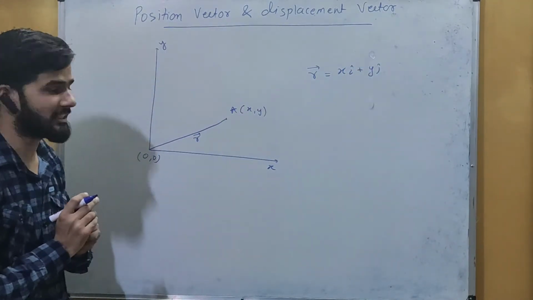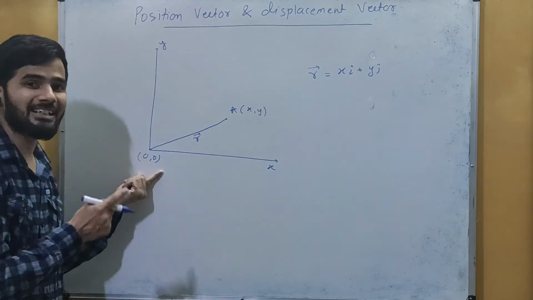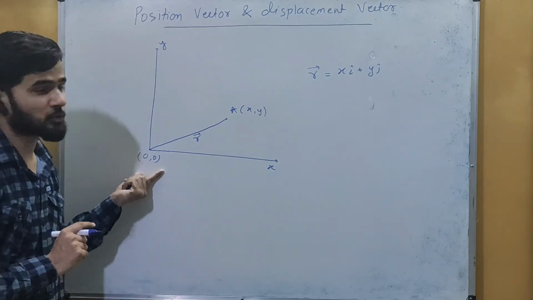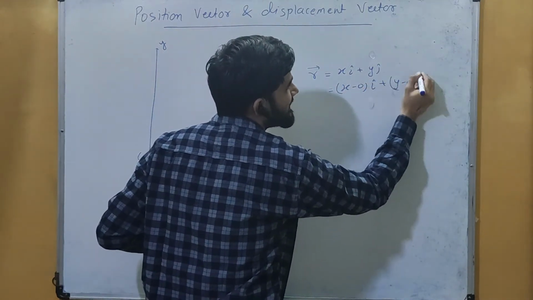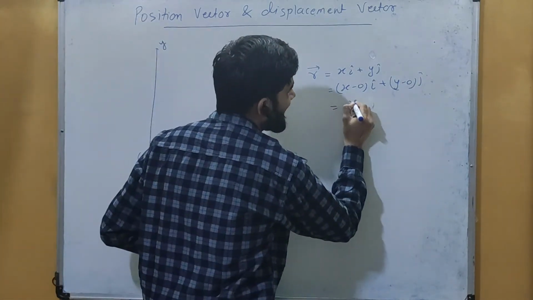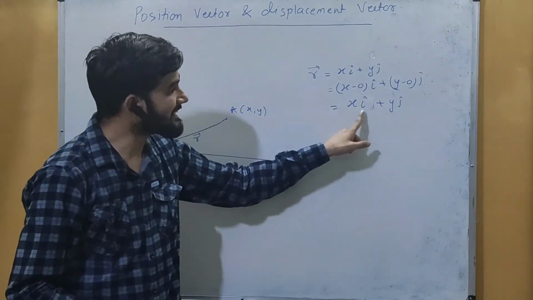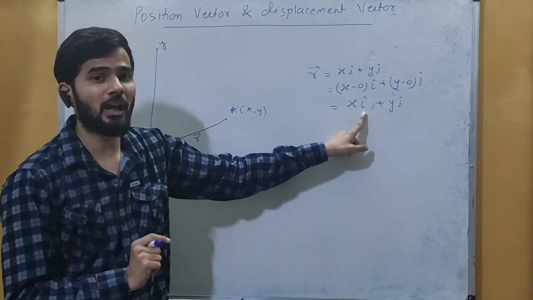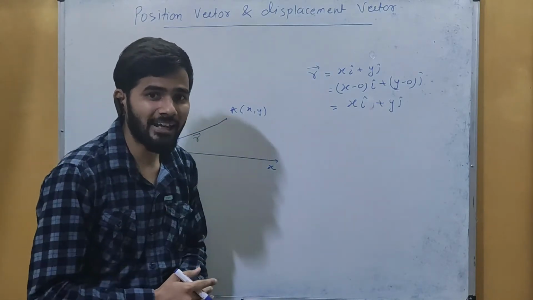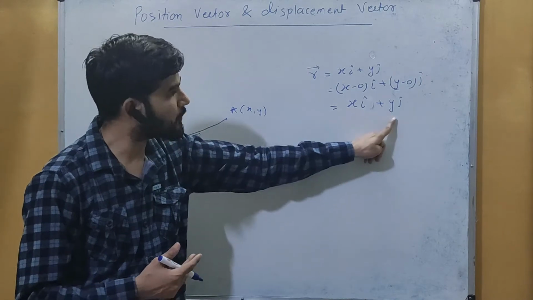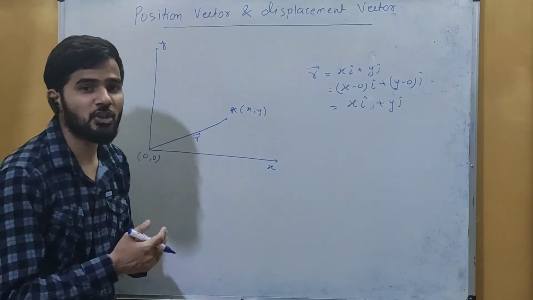Now I have directly written it because of the point A, that is x and y. क्योंकि यहाँ पर जिसका starting point है वो क्या है 0, 0. So either you can write here x minus 0 i cap plus y minus 0 j cap. That is also same. So at last you will get x i cap plus y j cap. These x and y are the coordinates, and this i cap represents a unit vector which is along the x-axis, and j cap is a unit vector which represents a vector along the y-axis. So x क्या है along x-axis है इसलिए i cap, and y is along the y-axis, that's why we have written j cap. So this represents a position vector.